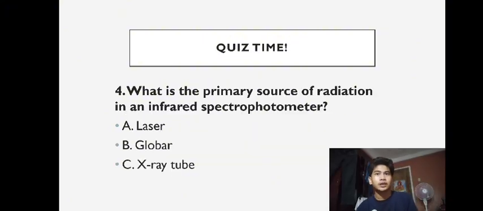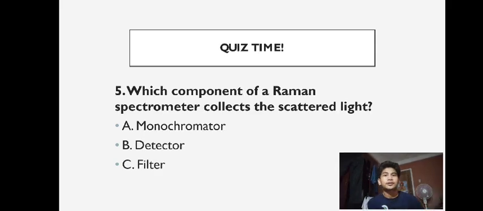Number 4. What is the primary source of radiation in an infrared spectrometer? A. Laser. B. Globar. C. X-ray tube. For the last number, which component of a Raman spectrometer collects the scattered light? Letter A. Monochromator. Letter B. Detector. Letter C. Filter.